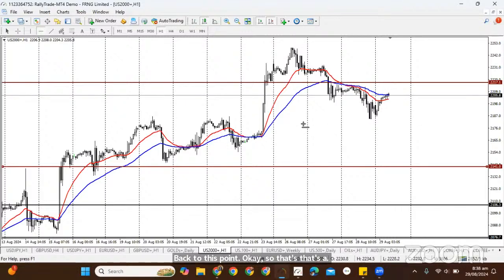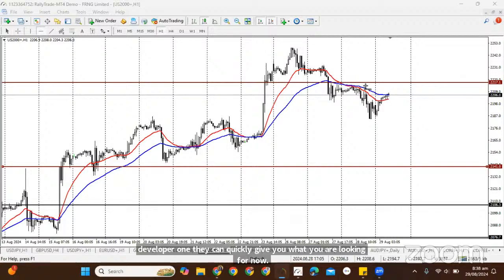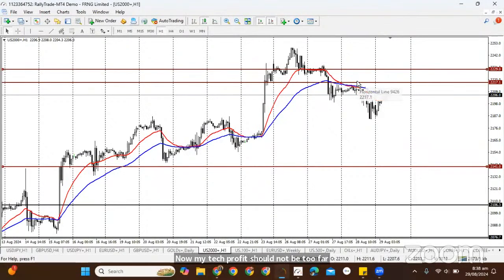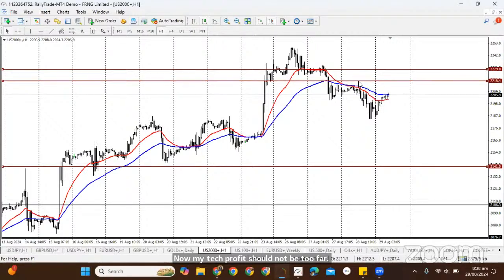So in setting a pending order, especially when it comes to trading some basic instrument where 0.01 can quickly give you what you are looking for, I'm setting it above this previous point, which is looking like a resistance currently. So I put my entry above. If I'm to take profit, my take profit should not be too far, because remember, you want to do both buy stop and sell stop, right? You want to do both buy and sell stop. So your take profit should not be too far.